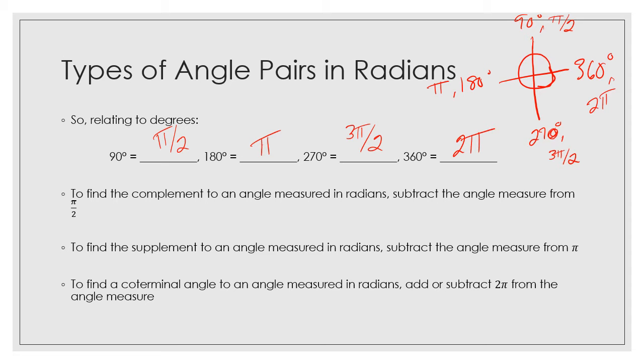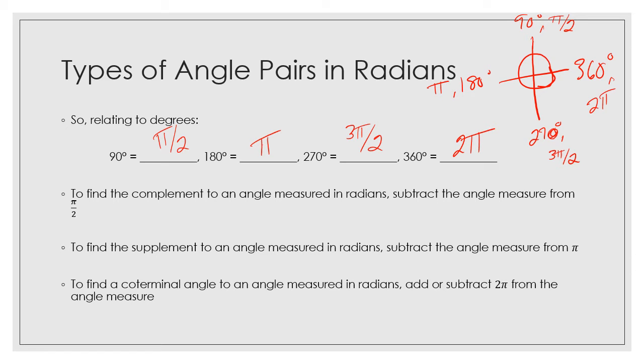So if you are given anything that is between 0 and pi over 2, you're going to be working in the first quadrant. Pi over 2 to pi is the second quadrant, pi to 3 pi over 2 is quadrant 3, and 3 pi over 2 to 2 pi is quadrant 4.